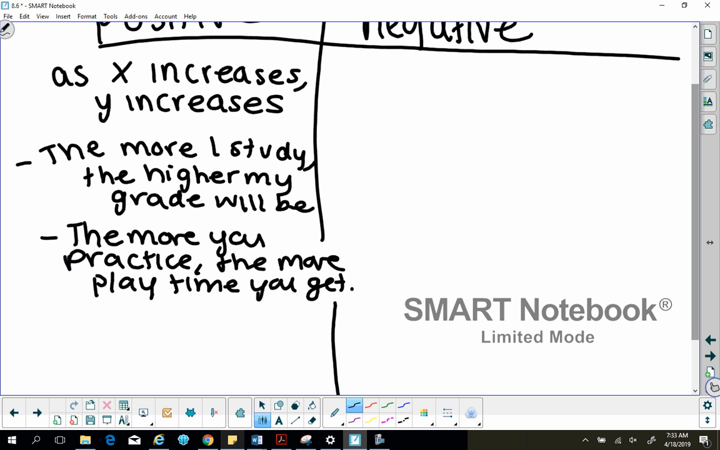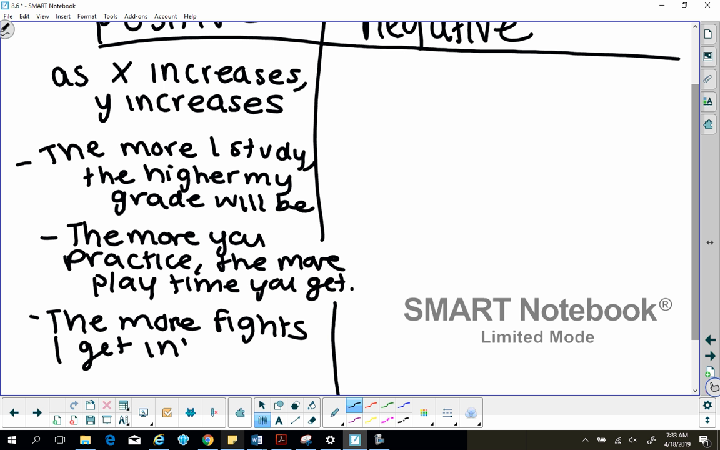Does anyone want to give one more example? Does everyone get what positive correlation means? Like as one thing goes up, the other thing goes up. Like, let's do one thing. The more fights I get into, the more ISS I get. Now, I'm doing this one because I don't want you guys to mistake positive as being good. Positive just means as one thing increases, the other thing increases.